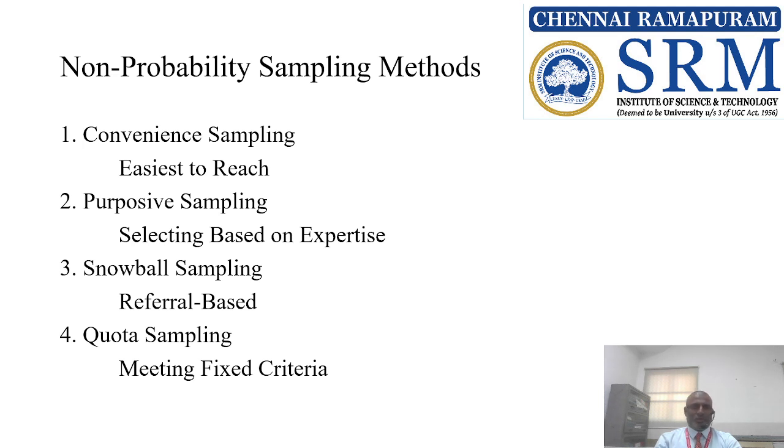And next one is quota sampling. In quota sampling, participants are selected to meet specific quotas or criteria. That means meeting fixed criteria, we are taking them as samples. Then that kind of technique is called a quota sampling technique.